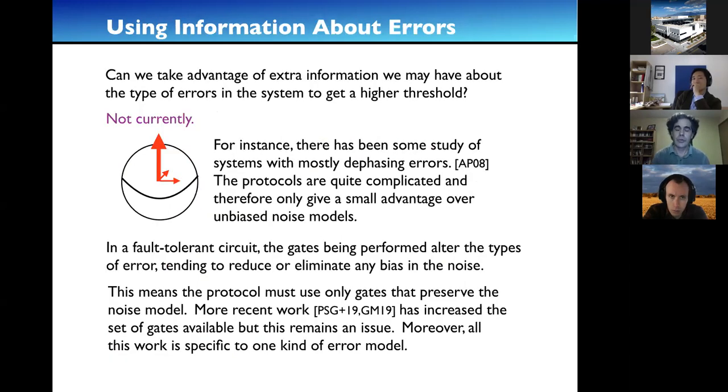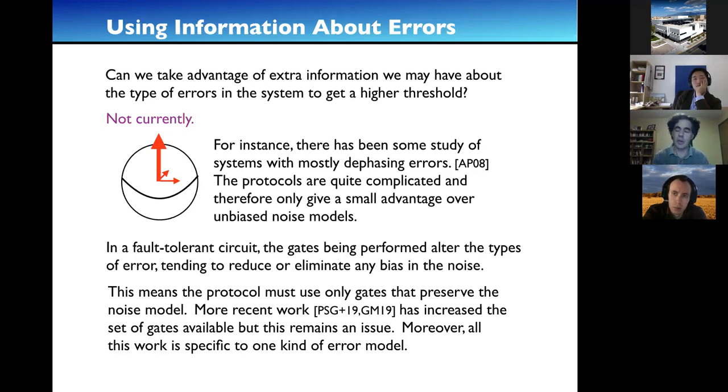Okay, so another open question that you might look for out of 21st century fault tolerance is: is there a way to take advantage of extra information you might know about the noise in the system, the errors in the system, in order to improve the threshold? And by and large, the answer is no, okay? There's one case of errors, which is pure dephasing errors, where we got superpositions that tend to decay as superpositions, but you don't get bit flips.